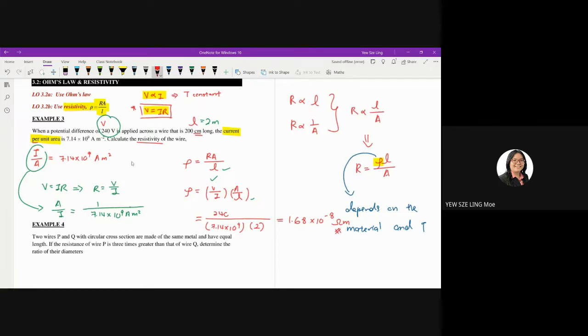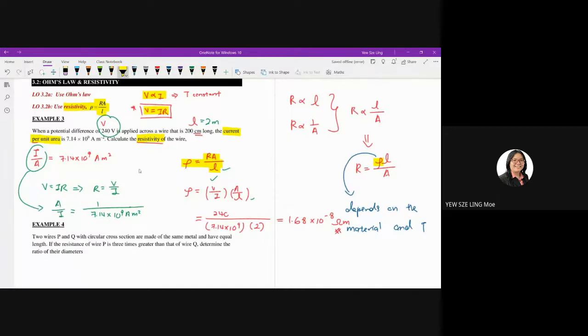So that is how you solve it. You solve it step by step. You start from the equation for resistivity. Why? Because the question asks you to calculate resistivity. So always start from the equation for resistivity. That is the trick, that is the technique in solving questions.